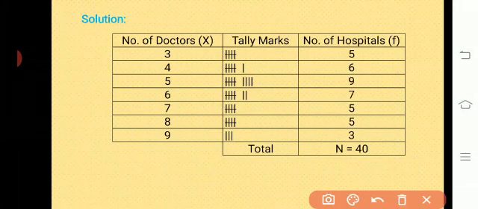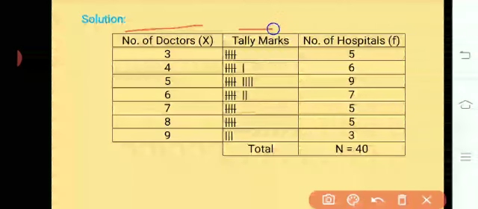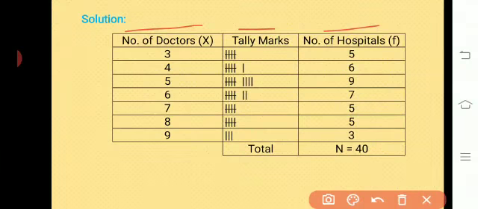In the given data, the first observation is 6. So here the number of doctors we will take as the variable, then tally marks, and number of hospitals. Now, the first observation is 6, so in front of 6, we will give one tally mark. Then the next observation is 7, so in front of 7, one tally mark. Next observation is 5, so in front of 5, one tally mark. Next observation is 7, so in front of 7, another tally mark.